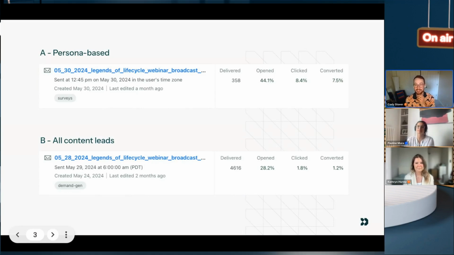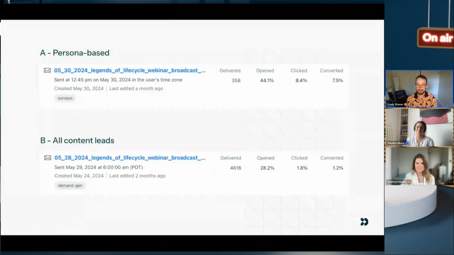As you can see on the far right, we were counting conversions as people who sign up for the webinar within a day or two of the email. The persona-based email performed at a 7.5% conversion rate, and the email to all our content leads, which is pretty similar content-wise, had a 1.2% conversion rate. There was also a much higher click rate on the persona-based one for folks who didn't quite register. That's the first thing I wanted to highlight: get the right audience.